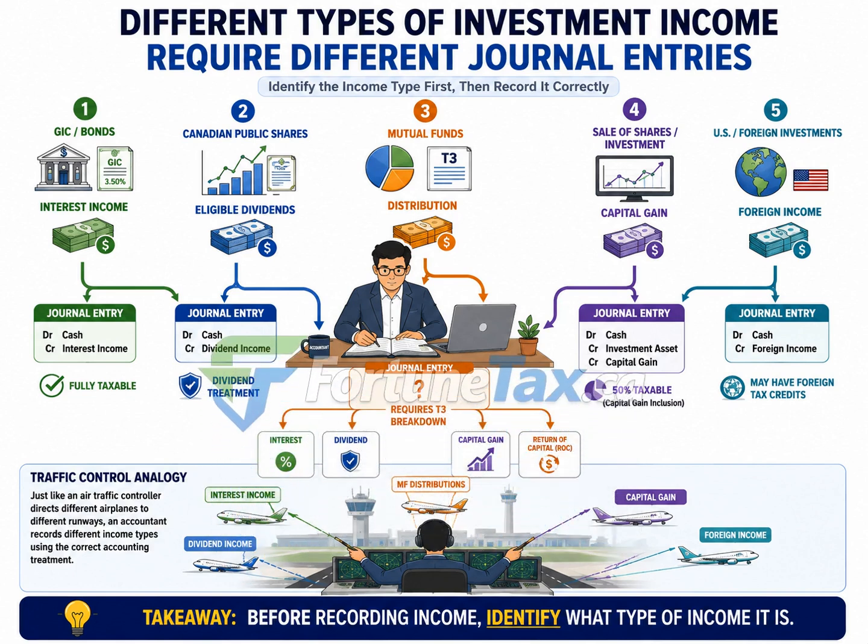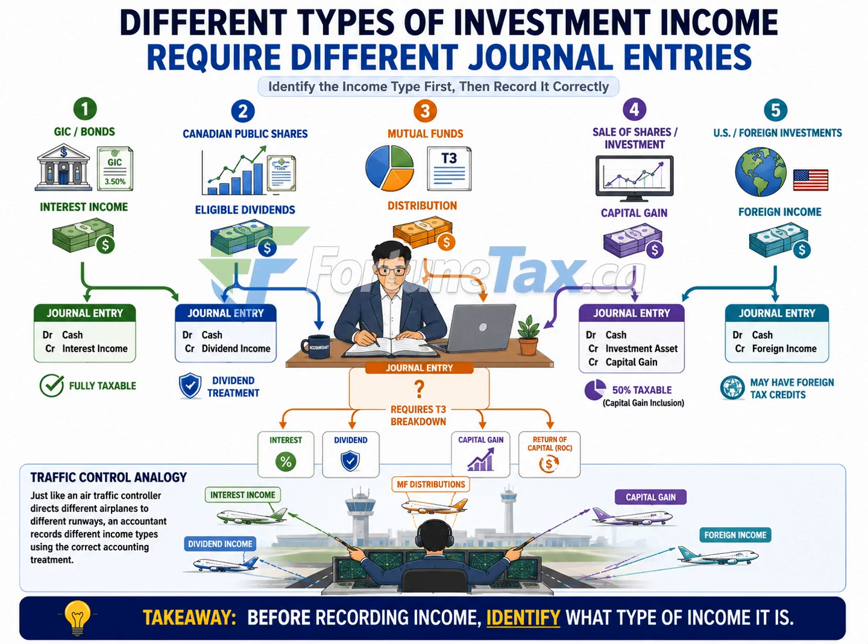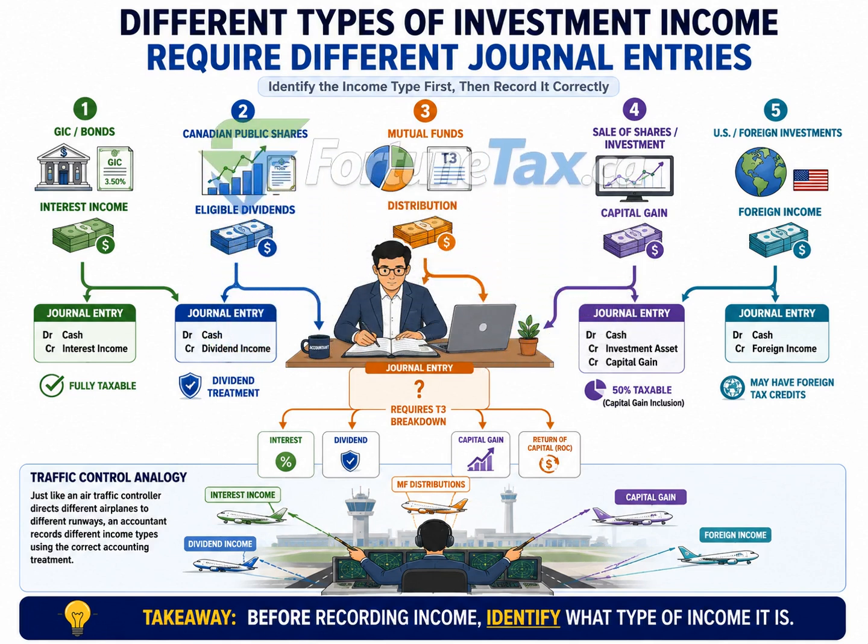The accounting entry is different because it involves both the investment asset and the gain realized on the sale. From a tax perspective, only a portion of the capital gain is included in taxable income, making its treatment different from interest or dividends. Finally, corporations may earn foreign investment income. These investments often introduce additional considerations, such as foreign tax withholdings and foreign tax credits. Again, proper classification becomes essential.